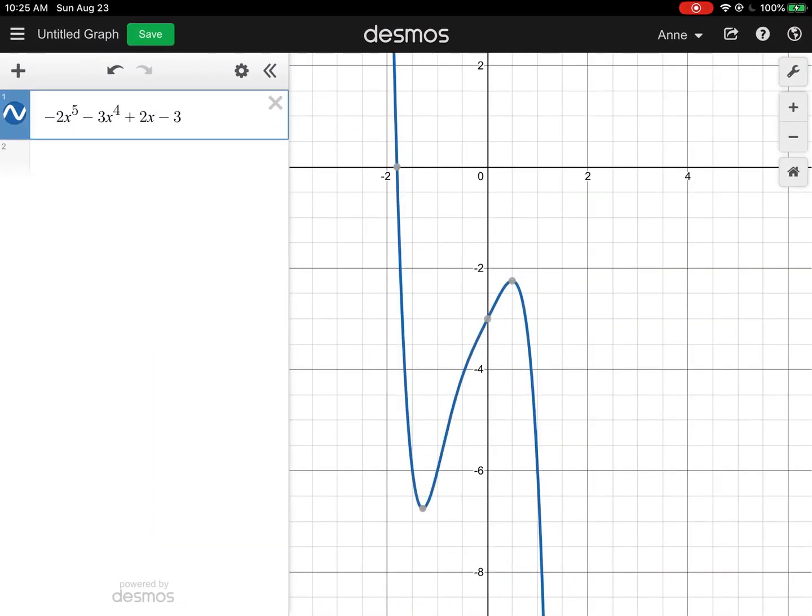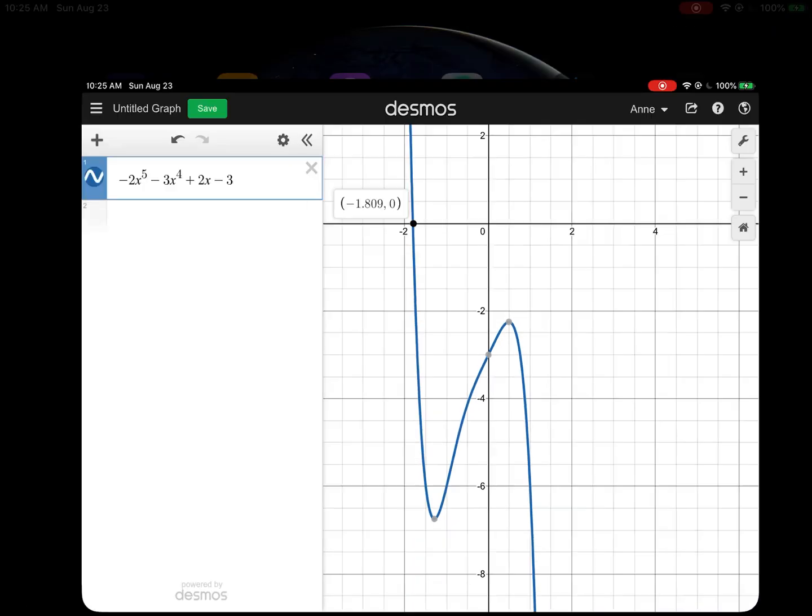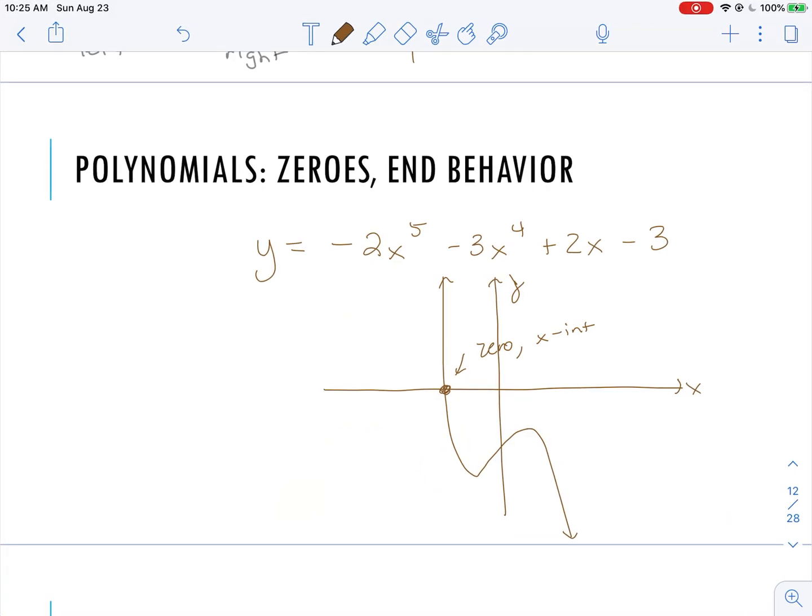The easiest way to find these is obviously on Desmos. If I go to Desmos and click on that dot, that would be my zero. So the zero on this graph is negative 1.809. So this is the point, negative 1.809, 0. That would be my zero or my x-intercept. The end behavior of this graph: notice this tail is going up and this tail is going down. So the end behavior, we could say up, down.